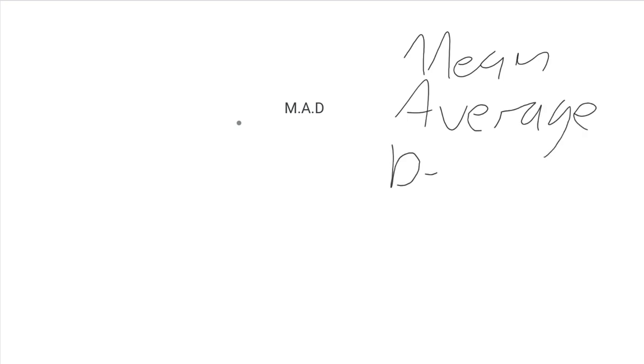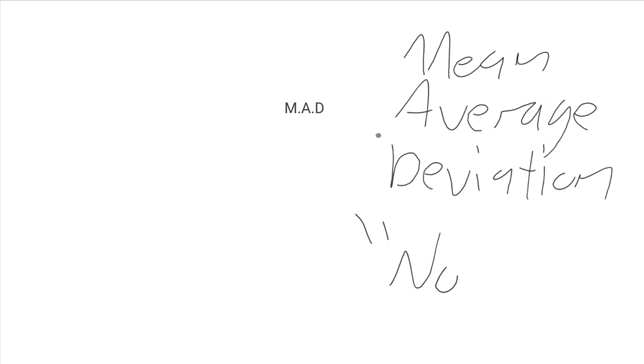Today we're going to talk about this acronym MAD. MAD stands for mean, average, deviation. What this means is we're going to compare our data and we're going to see, quote, how normal our data is.